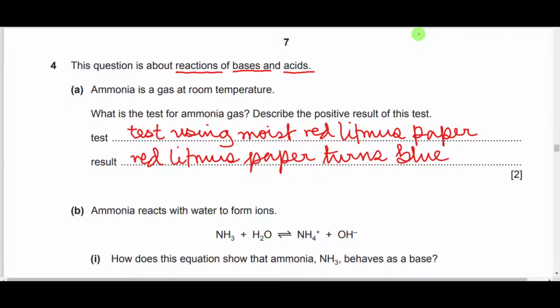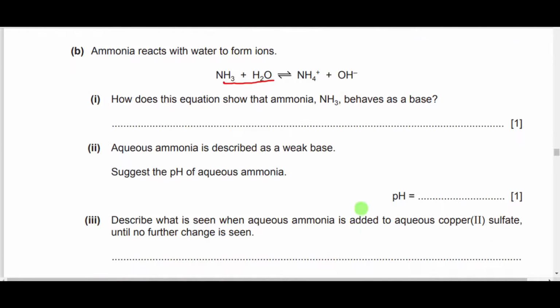Blue, right? According to this equation here. Can you see? According to this equation here, ammonia reacts with water to form ions. Yes, that's the equation that occurs when ammonia reacts with moist red litmus paper. Okay, so ammonia reacts with water to form ions. According to that equation on the screen, ammonia and water giving us ammonium ion and hydroxide ion.